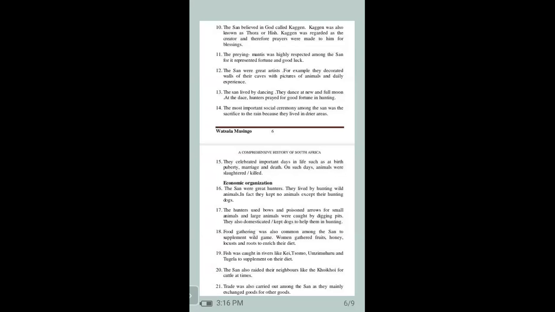The economic organization: the San were great hunters. They lived by hunting wild animals. In fact, they kept no animals except their hunting dogs. The hunters used bows and poisoned arrows for small animals, and the large animals, like zebras and elephants, were caught by digging pits. They also kept dogs to help them in hunting.